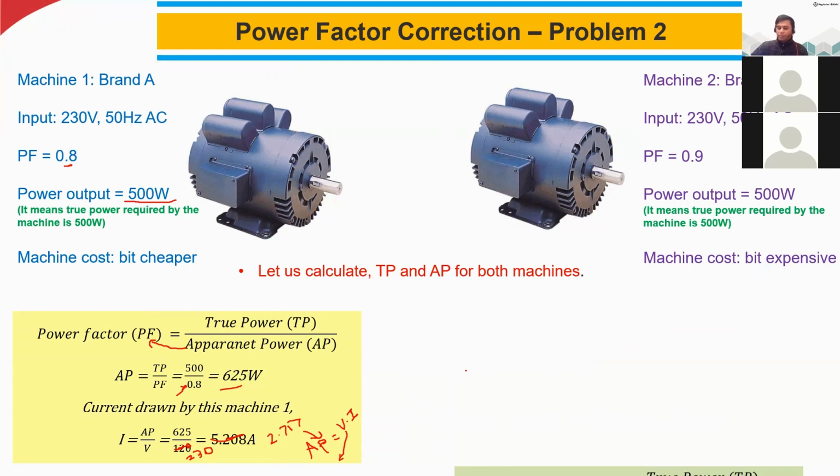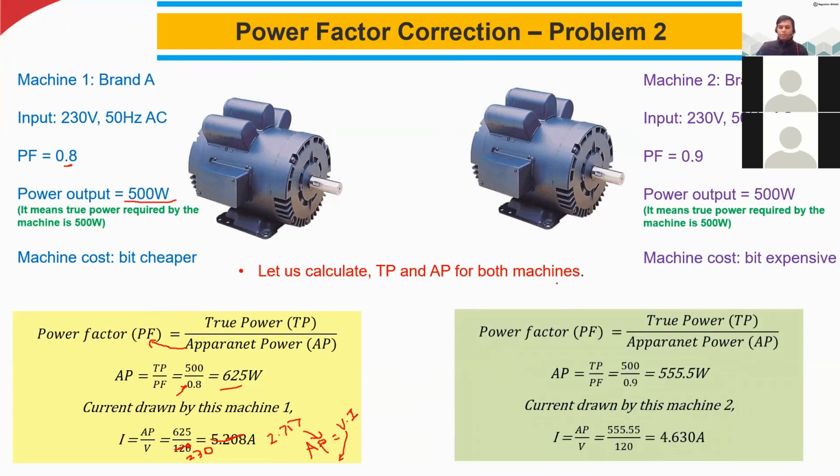Okay, so now we will find the same calculation for machine 2. We know the formula. So AP we are finding: we use the power divided by the power factor. So 555.5. And then now we have to calculate again the I value. This is 230 volt. This is 2.415 amps.